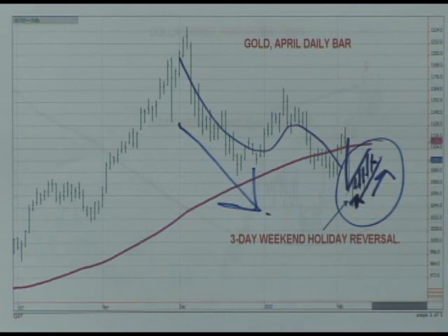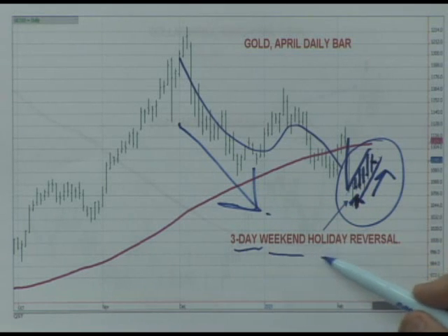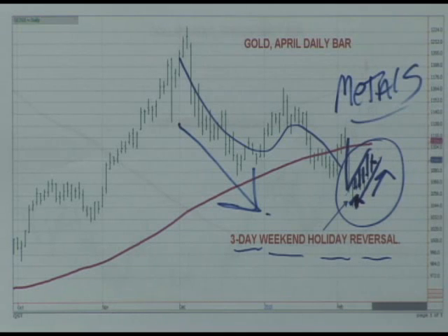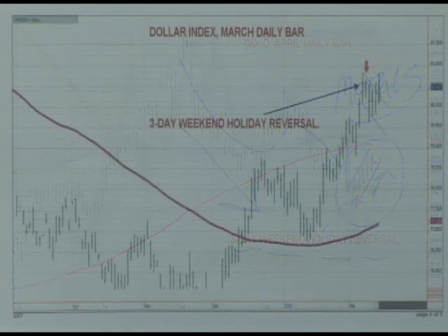Natural trend lower. Suddenly you go up for almost 5 days leading into a 3-day holiday weekend. That is the 3-day holiday weekend reversal. So you've seen it here in gold, right? We took a sample out of the metals. Let's go look at a couple of other samples from a couple of other sectors.